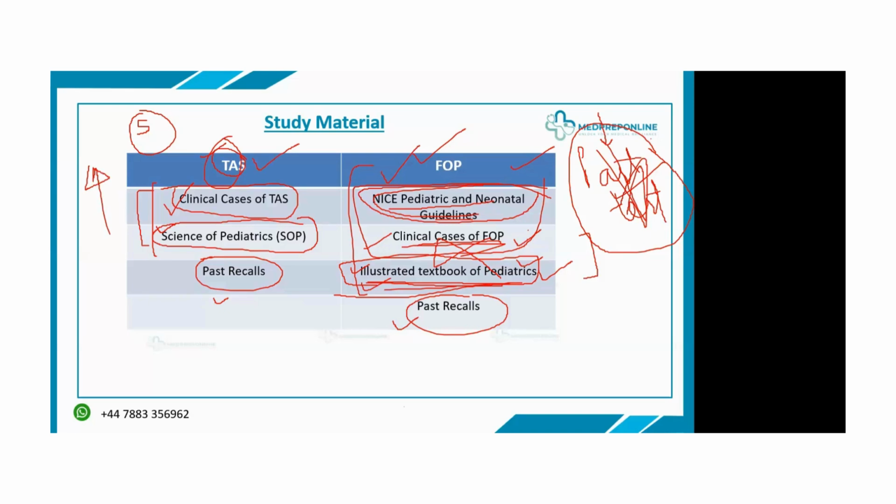Even though they give you the past recalls, they twist the stems and the options. They twist one or two signs and symptoms in your scenario, and then in the options they totally change things, or maybe one or two options are from the past recalls and 3 to 4 options are new.